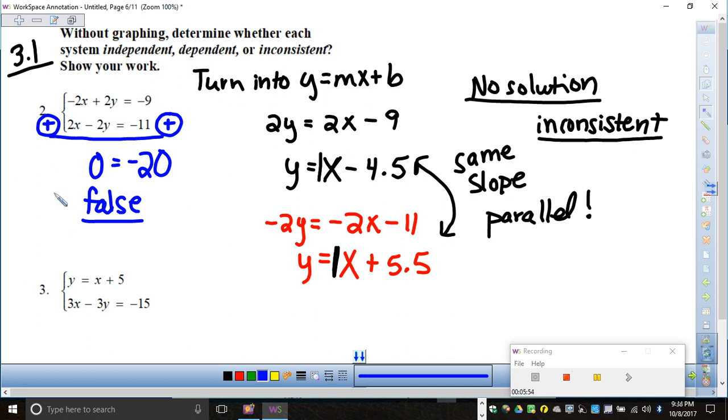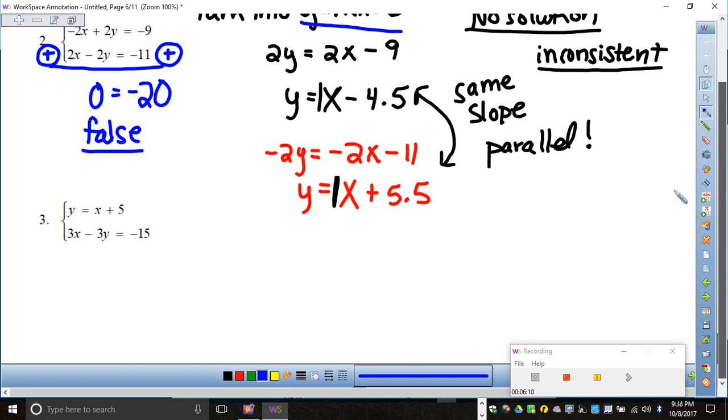So that second method, I think that would be a little easier. It's less work than doing all the algebra to turn it into slope-intercept form. But I just want you to be aware of different methods that you can use.